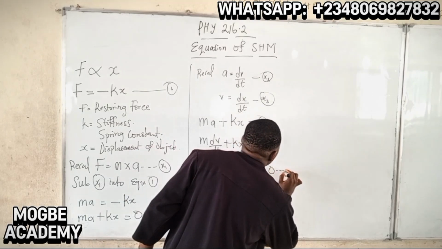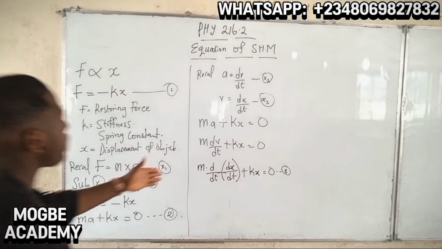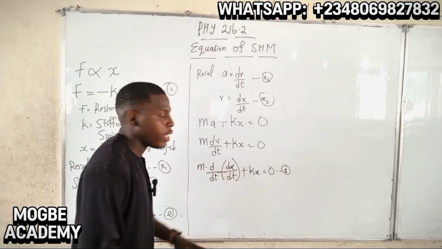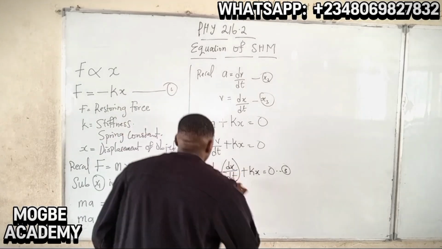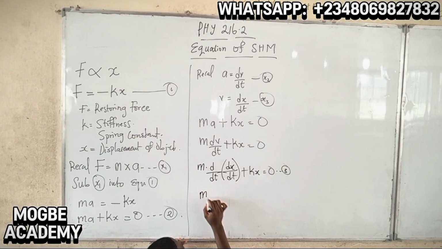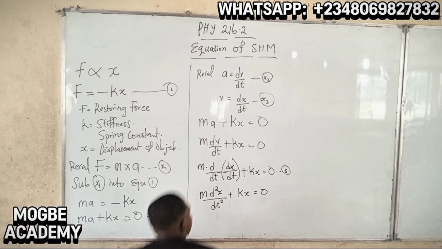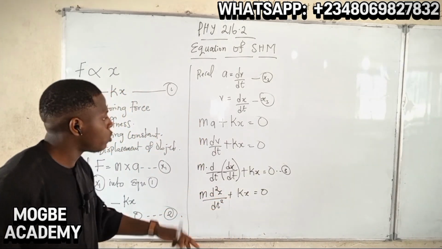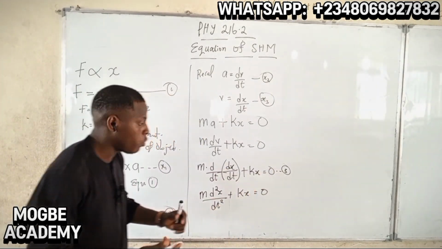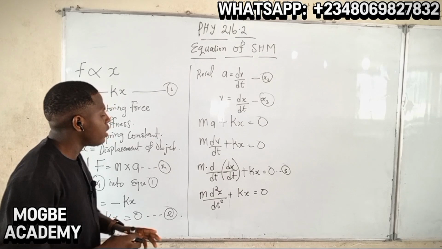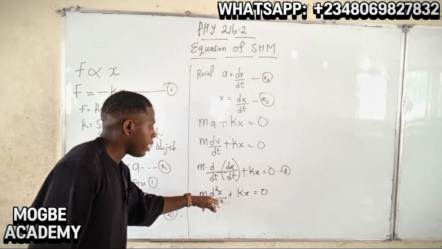Now we can call this equation 3. So basically this can multiply what we have here. If this is multiplying what we have here, we simply have M d square S over dt square plus KS equal to 0. This still remains our equation 3. So there is no need to reduce it to be equation 3. Now the next thing is, we have a second differential here.